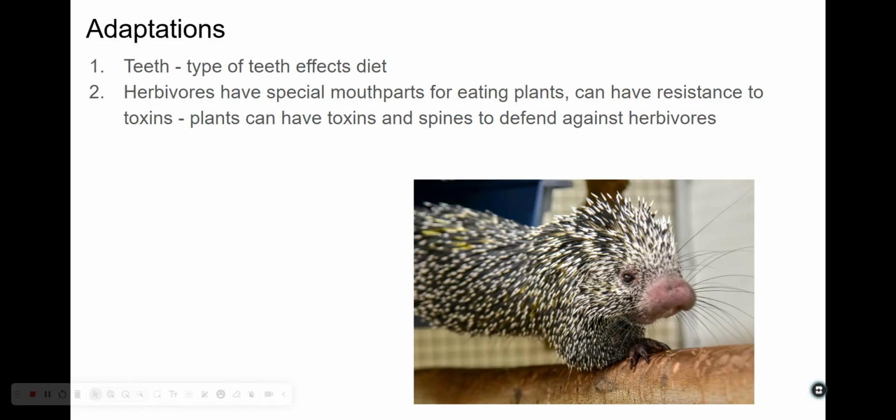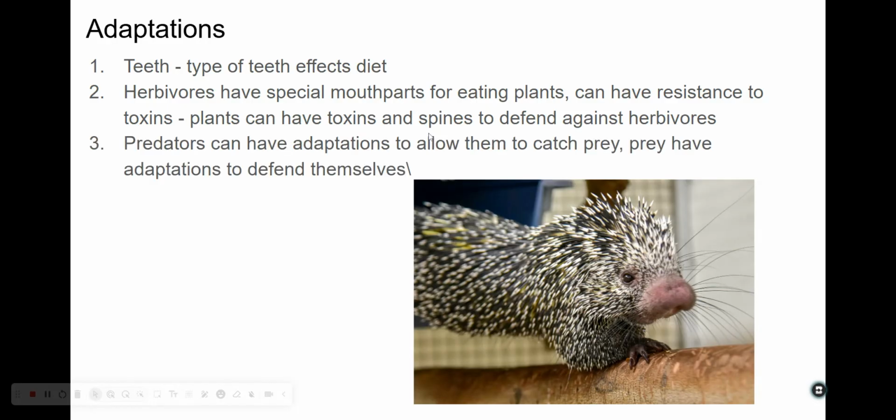Like monarch butterflies and milkweed. And then plants, on the other hand, can obviously have toxins and spines to defend against herbivores too. So it's that arms race. Predators, same thing, can have adaptations to allow them to catch prey, and prey can have adaptations to defend themselves. Our prehensile-tailed porcupine has spikes, and you can tell it's got claws for climbing. Prehensile tail means it can grab onto things, so they can climb and get away that way.